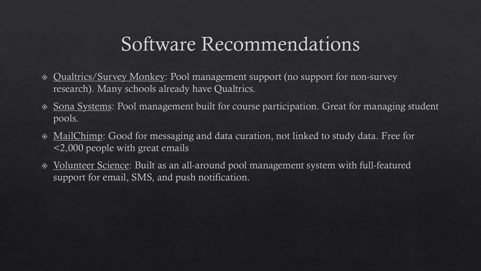MailChimp. So if you have no funding, you don't have Qualtrics, or you want to use your own mail system, you're not really using a subject pool or a student subject pool, MailChimp is the easiest way to get started because it's free. If you have less than 2,000 people, you can send really great emails. You can really manage your subject data pretty well. The problem with MailChimp is that it's not linked to study data, so you have to do all of the integration on the back end.